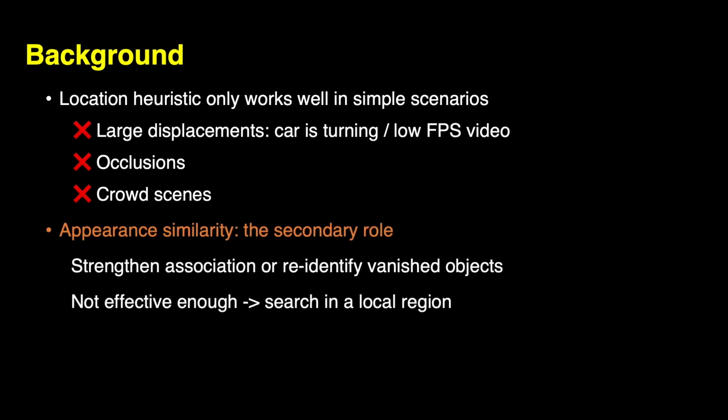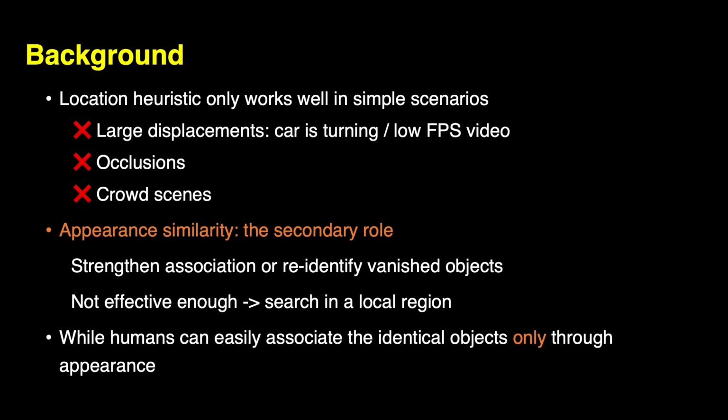However, object appearance similarity usually takes a secondary role to strengthen object association or re-identify vanished objects. Because the appearance features cannot effectively distinguish different objects, the search region is constrained to be local neighborhoods to avoid distractions. On the contrary, humans can easily associate identical objects only through appearance.